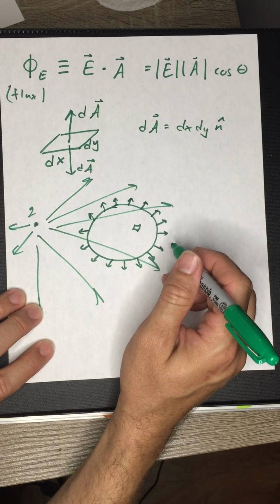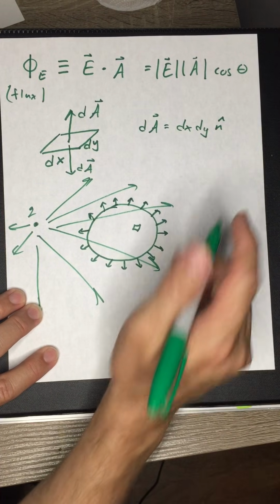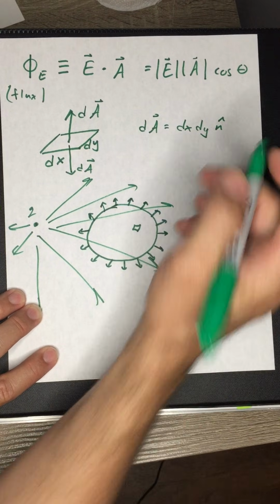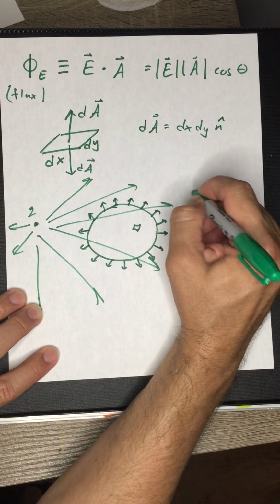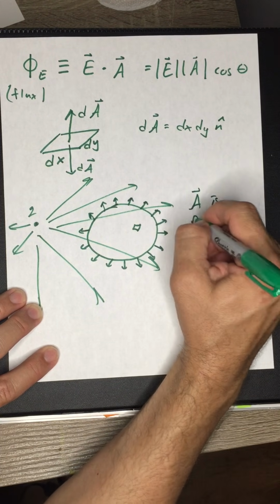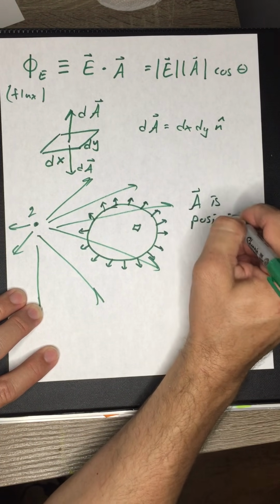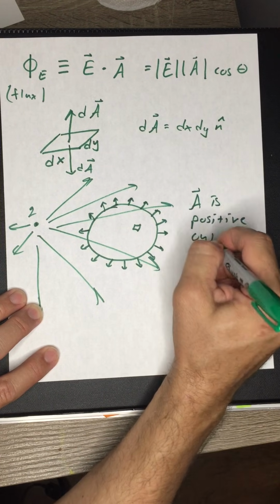By convention, and this is just a convention, we're going to define for surfaces such as this, area vector is positive outward.